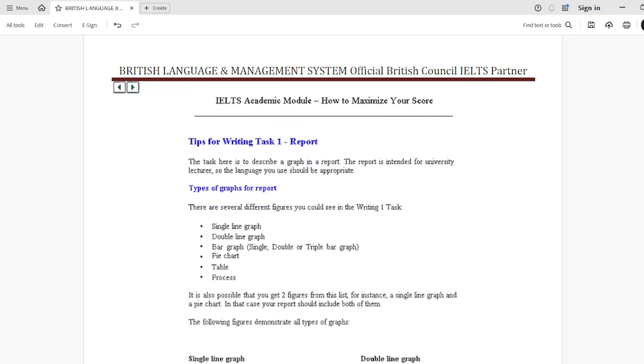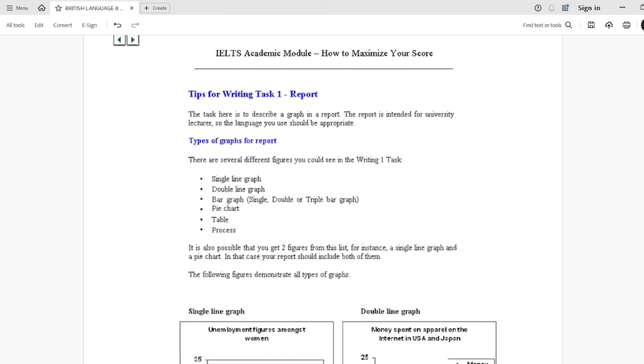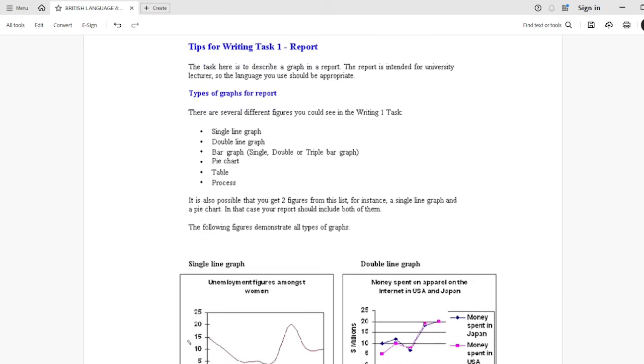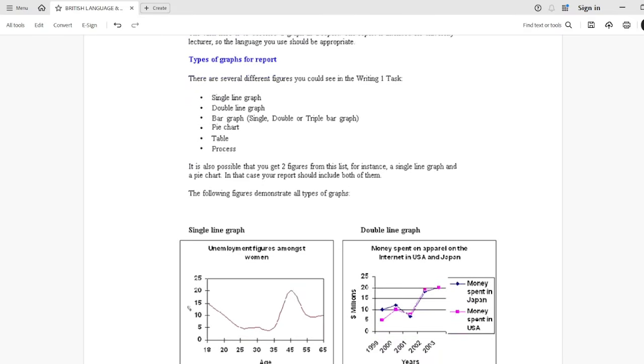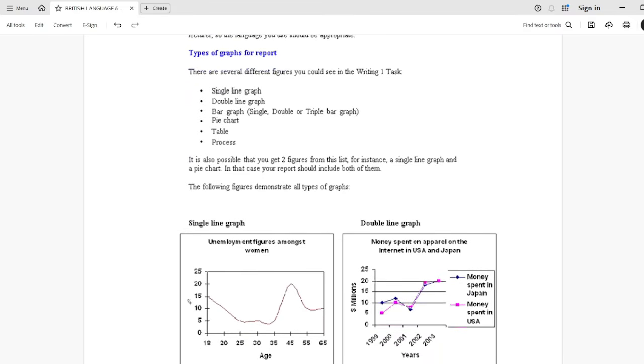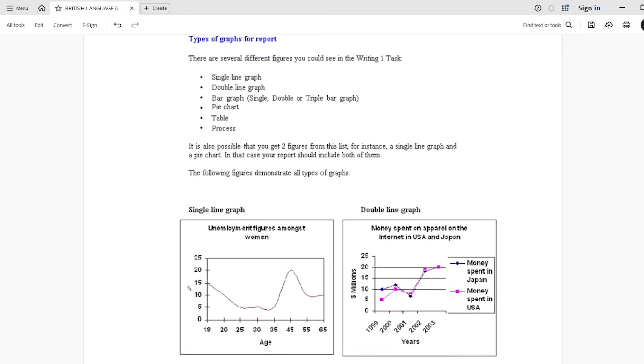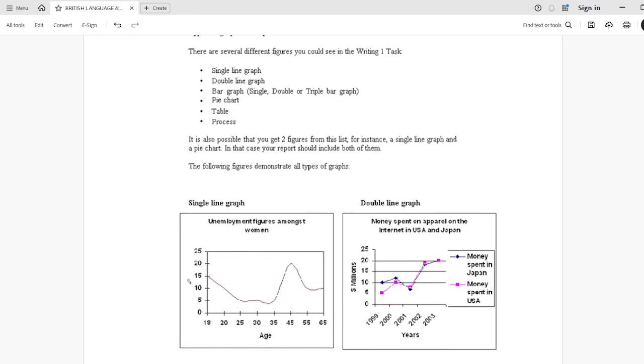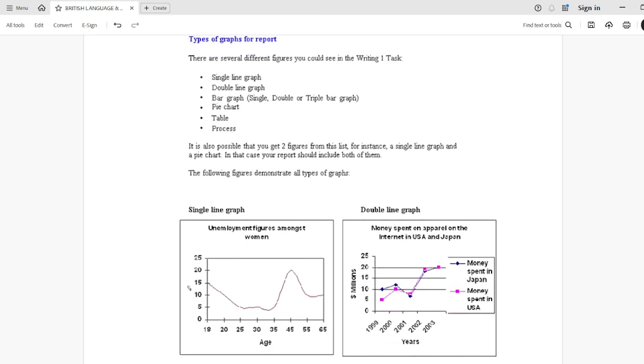In today's lecture, we are going to understand the different types of graphs related to task 1 of IELTS. Okay, so first I will show you each different type of graph which comes in your IELTS academic test. Most of the students don't understand which specific type is related and what is the name of that picture or diagram as well. So we will describe each one in detail.